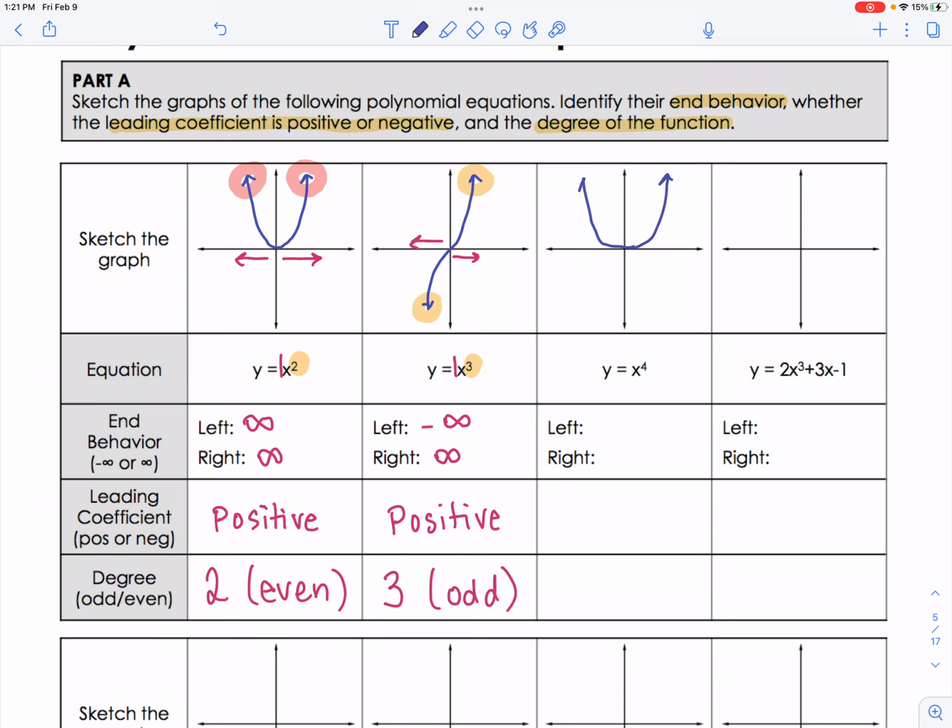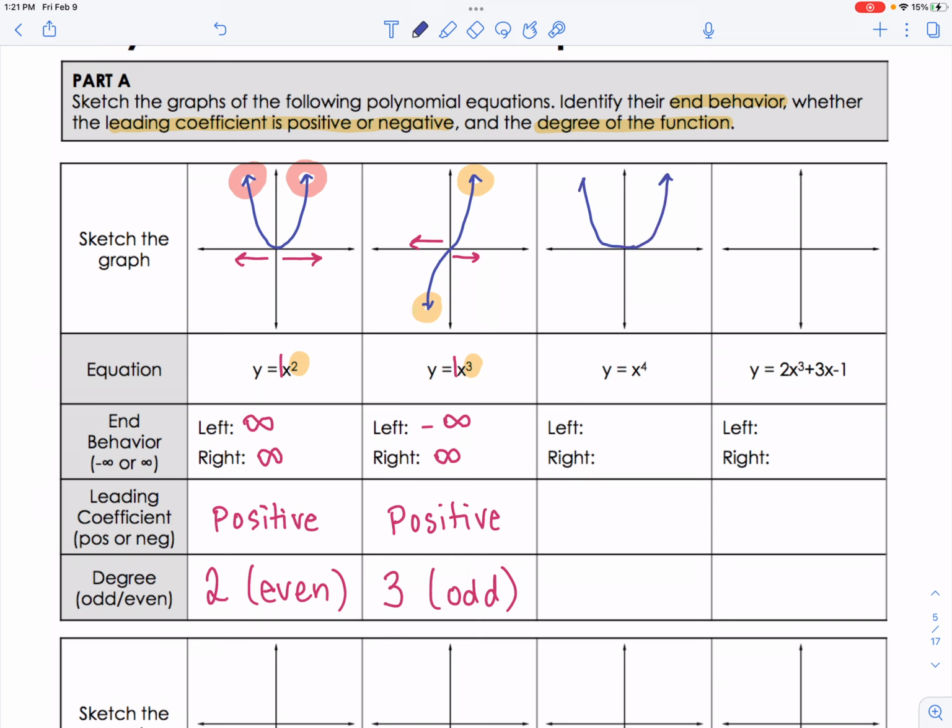All right, next one we're going to graph is negative x to the 3rd. So if we look at our positive x to the 3rd, we're going to reflect that across the x-axis. Whatever's going towards the bottom is now going to go up, and whatever was going up is now going to go down. So that's going to look like that.